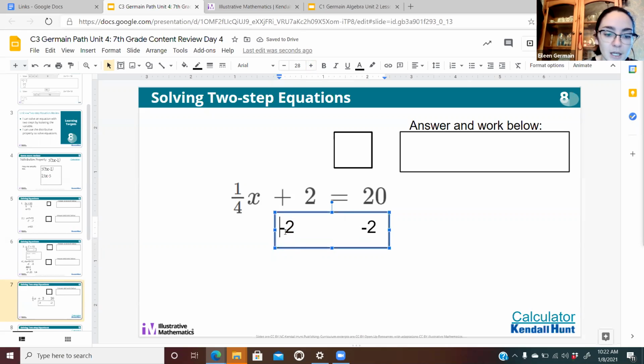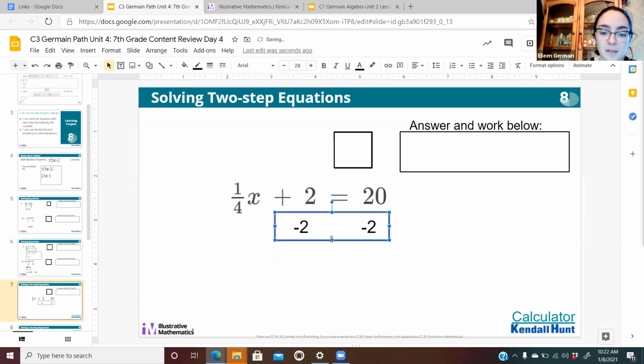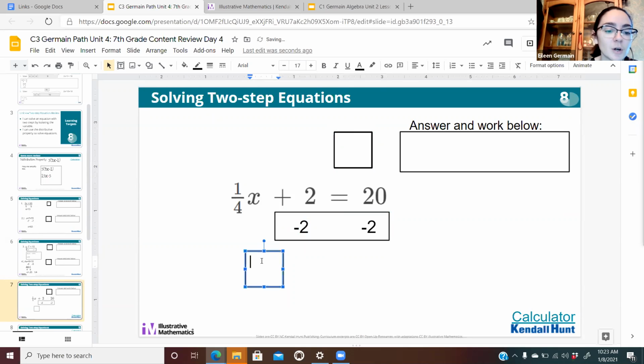Okay. And so we are going to do the -2 on each side. And we're going to be left with, I'm going to do this here. I'm going to be left with this 1/4 x is equal to how much?